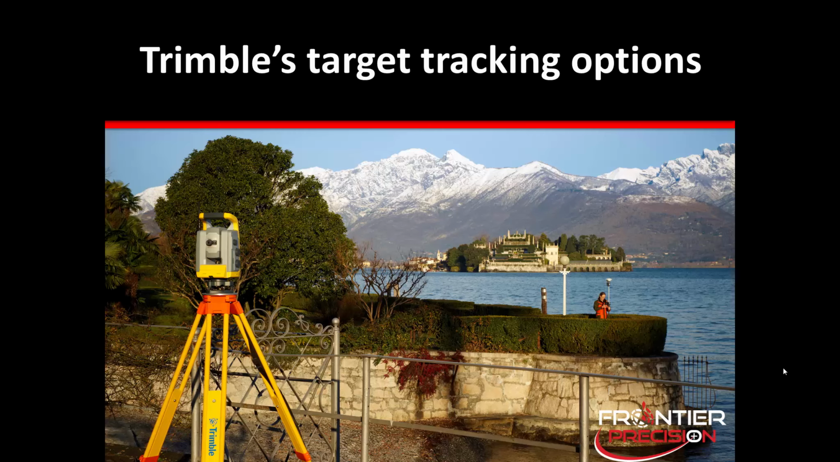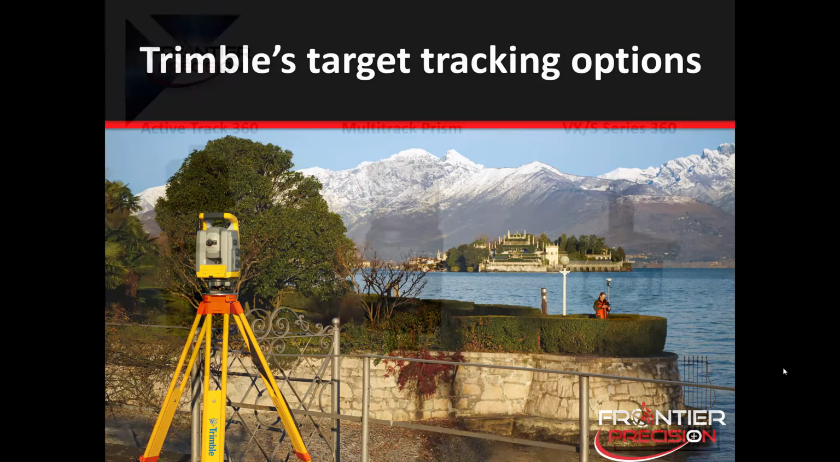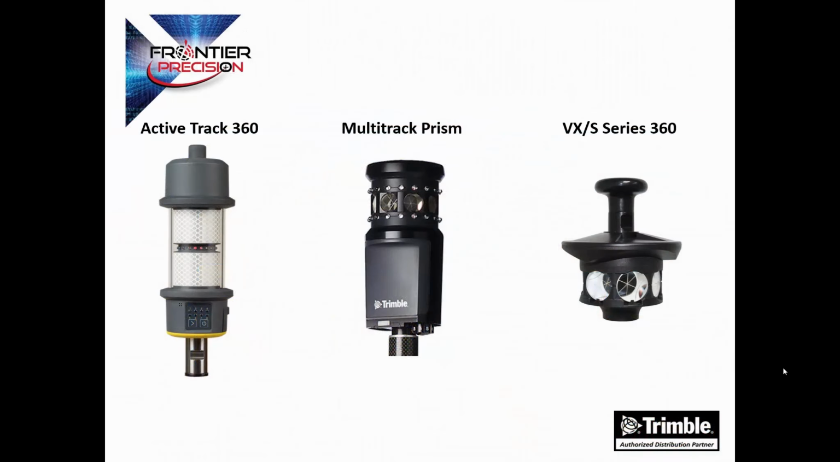And lastly, let's talk about Trimble's target tracking options. You can configure the software to use an active target ID if you are using a Trimble VX Spatial Station or a Trimble S-Series total station with the search capabilities and one of the following targets: an Active Track 360, a multi-track prism, or a VX and S-Series 360 prism.